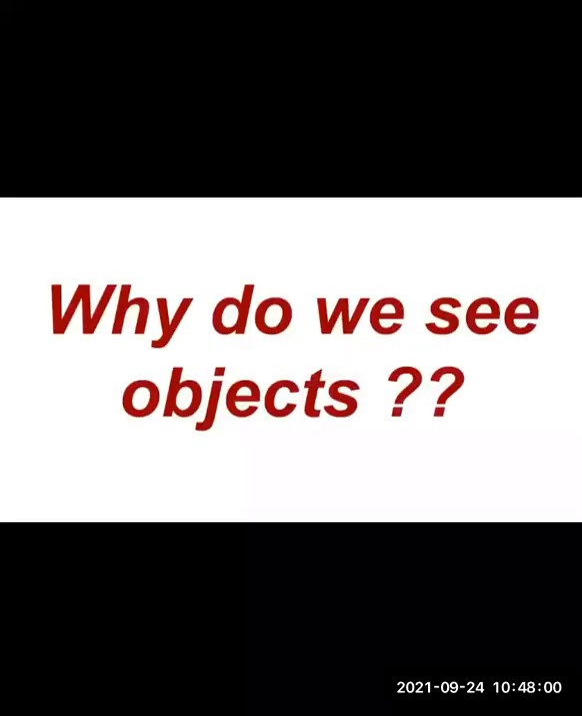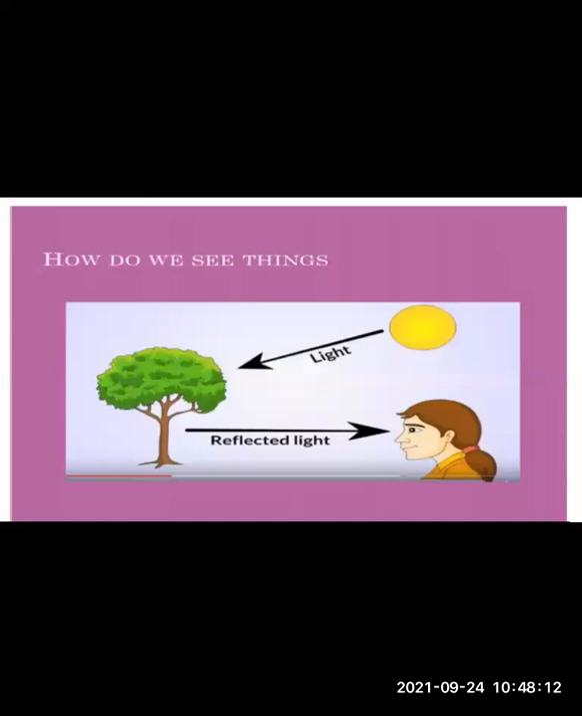The first question that arises over here is, why do we see objects? Now in this slide, we can see a girl who is looking at the tree. There is a sun shining on her head. So what exactly happens is, the rays of light that are coming from the sun are incident on the tree, and the tree will ultimately reflect the rays of light to the eyes of the girl. And this is the reason why she will be able to see that there is an object which is called a tree in front of her.